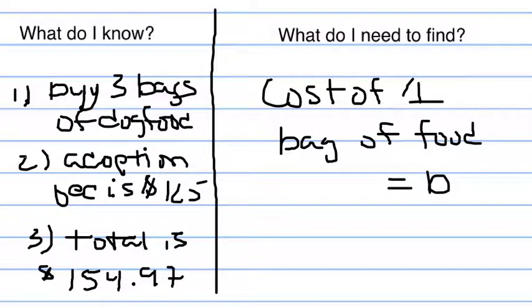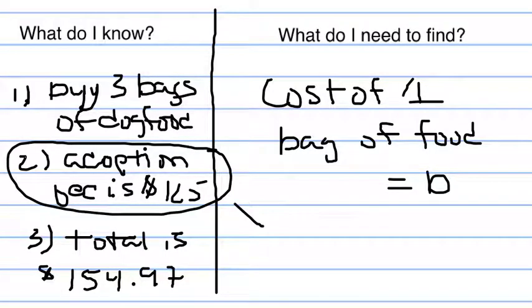So which number on the left-hand side was the constant? Which number is never going to change? Well, I shouldn't say never, but in this problem is not going to change. If you guessed the adoption fee, you're correct. That's the constant. Okay?